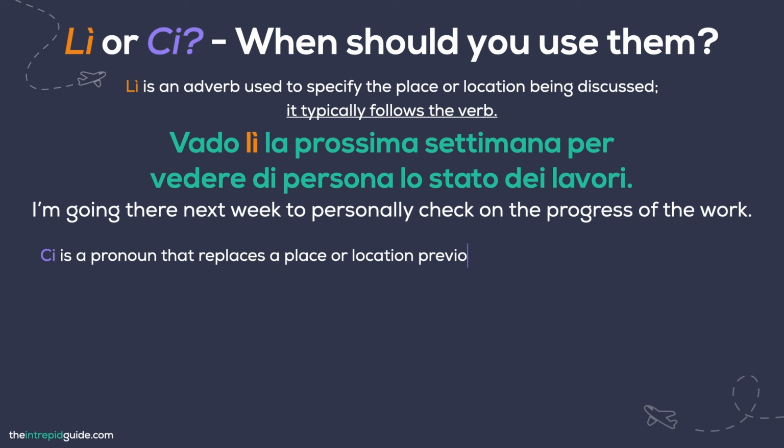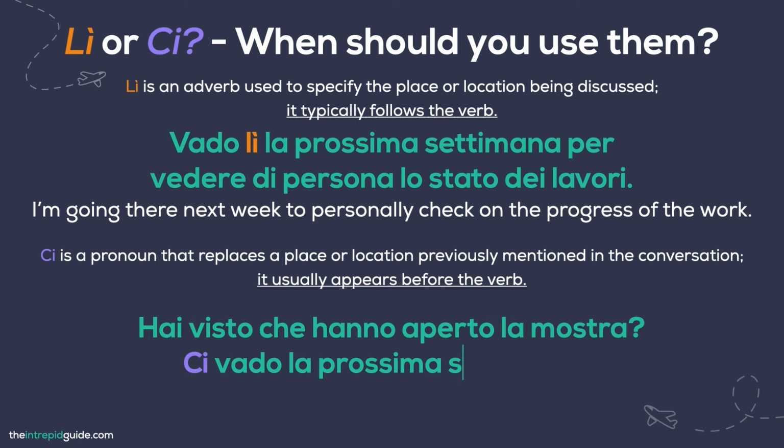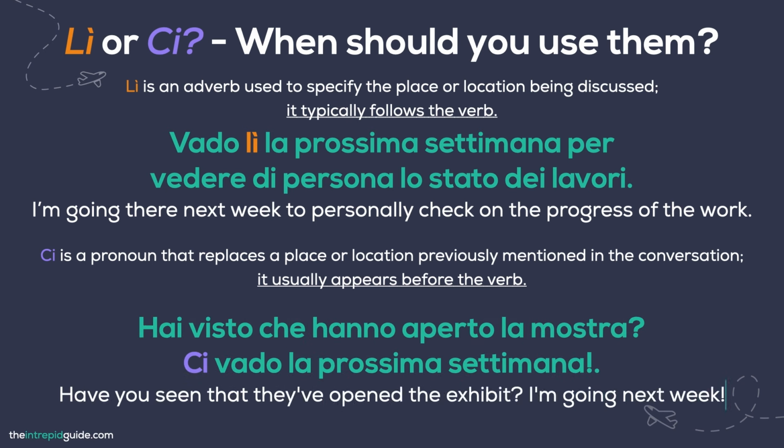Ci, on the other hand, is a pronoun that replaces a place or location previously mentioned in the conversation. It usually appears before the verb. For example, Hai visto che hanno aperto la mostra? Ci vado la prossima settimana. Have you seen that they've opened the exhibit? I'm going next week.